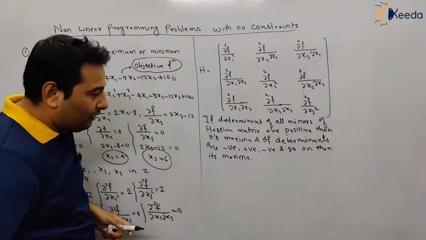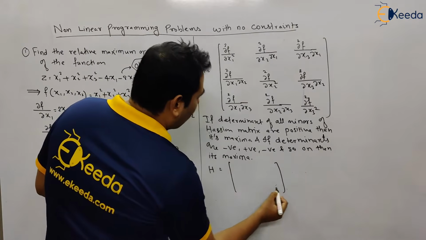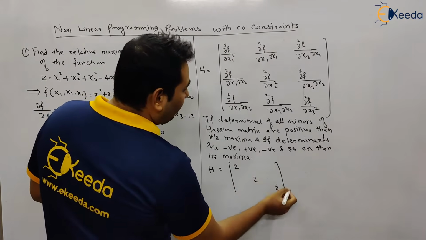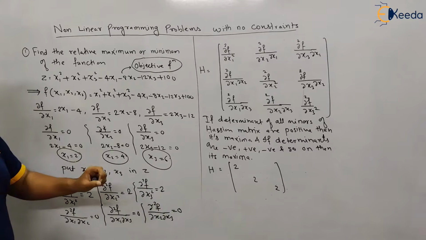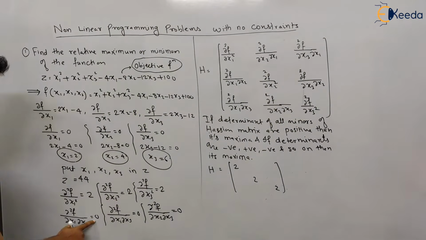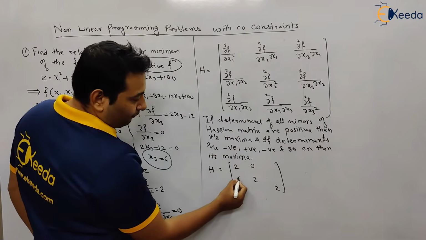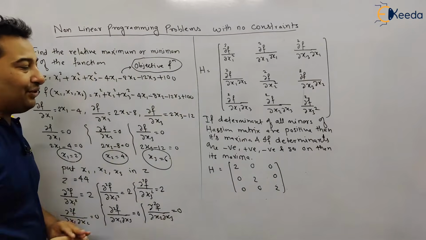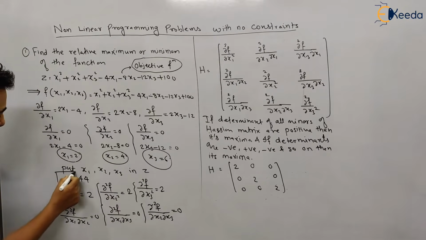So let us put all the values that we got. So h equal to, this value we got as 2, 2 and 2. Rest all the values, see, all these values are 0. We have already calculated, because this term is same as this, and this is same as this. So this is h. See friends, we already got the solution.